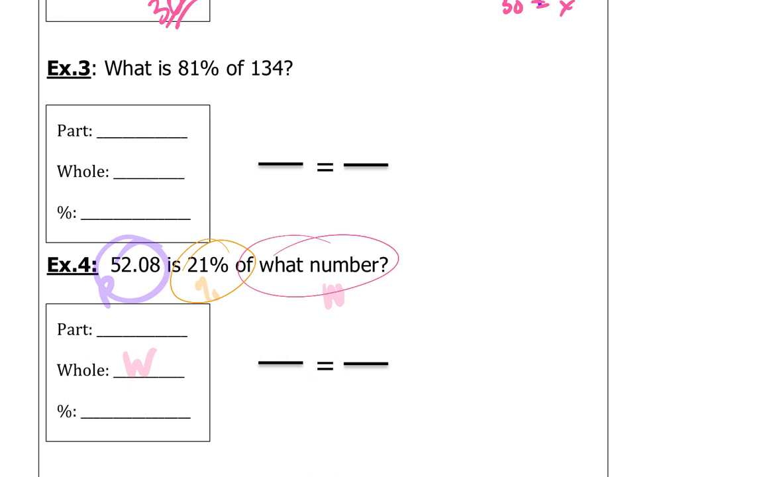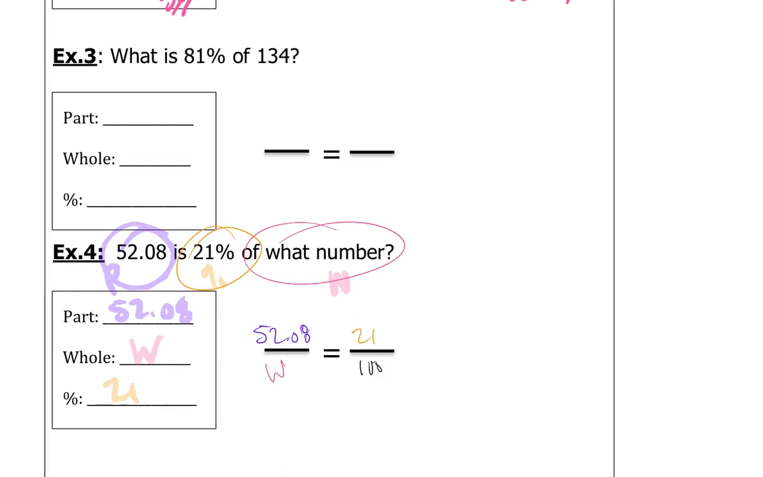We know the part is 52.08, and we know that our percent is 21. So now we just plug those in. We know our part is 52.08. We don't know our whole, so we put that there. We know that our percent is 21. And we know that we always have the 100 over here.